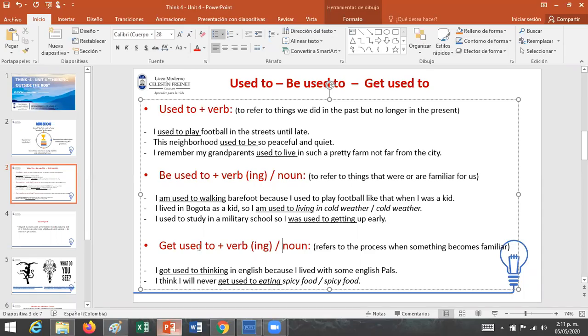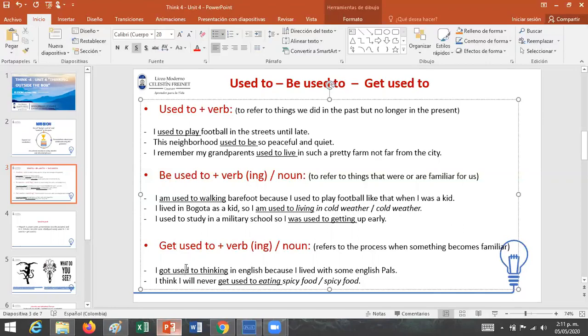En cambio, el get used to es acostumbrarse. ¿Listo? Voy a pensar en acostumbrarse al proceso, ¿no? Me acostumbré a tal cosa o me estoy acostumbrando a levantarme temprano. Eso ya iría con el get used to. I am getting used to getting up early. ¿No? Me estoy acostumbrando a levantarme temprano.